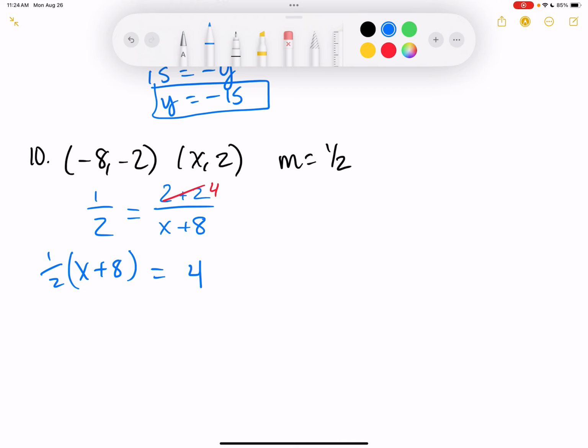Divide by the 1/2. Multiply by 2. The only reason I don't want to distribute is that it's going to make me do an extra step that I can eliminate by just multiplying by 2 to start with. So x plus 8 equals 8. So x equals 0 is the coordinate of the point.